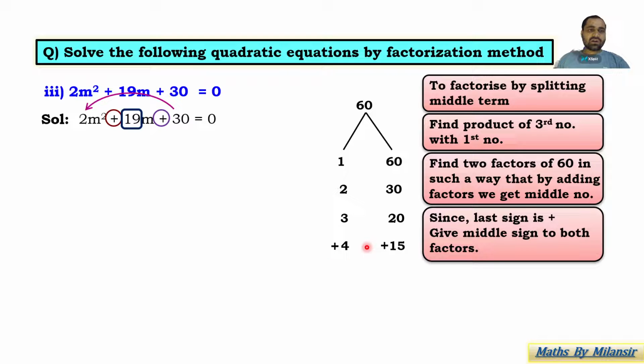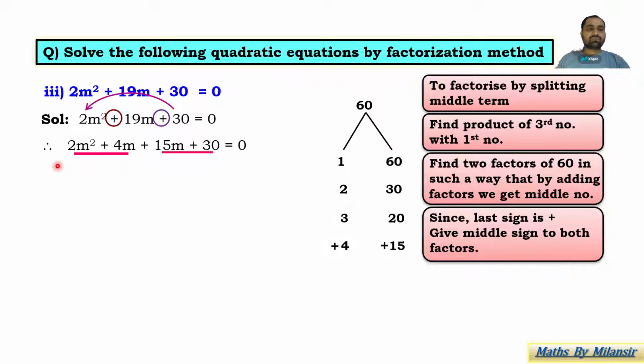Okay, so now it is what? 2m square plus 4m plus 15m, because 19 is splitting into 4m plus 15m. So 2m square plus 4m plus 15m plus 30 equal to 0.